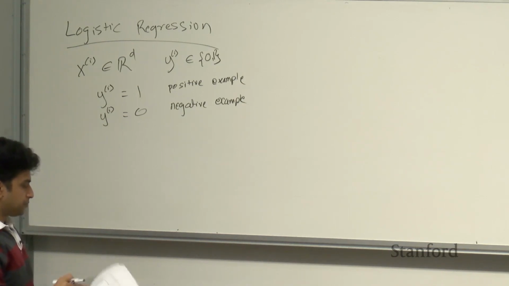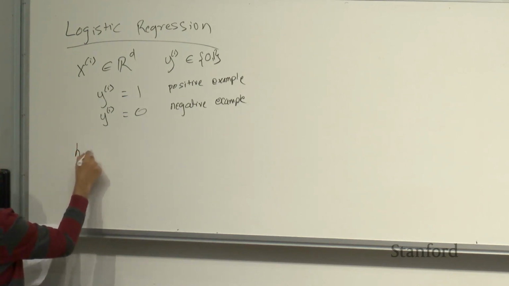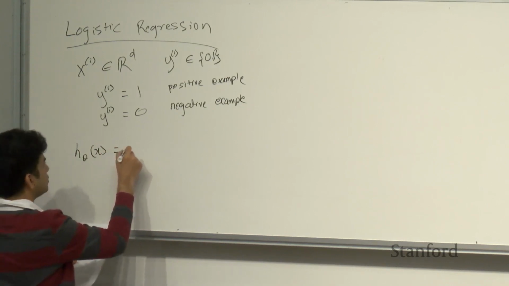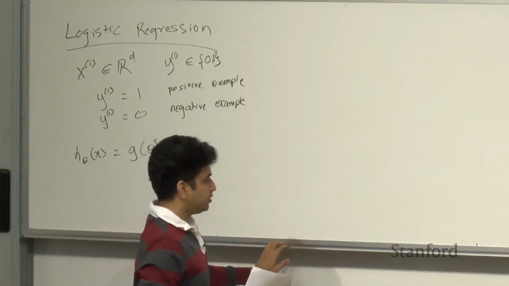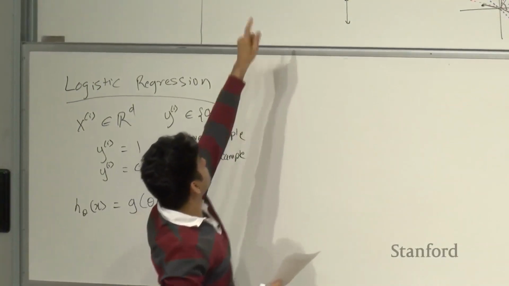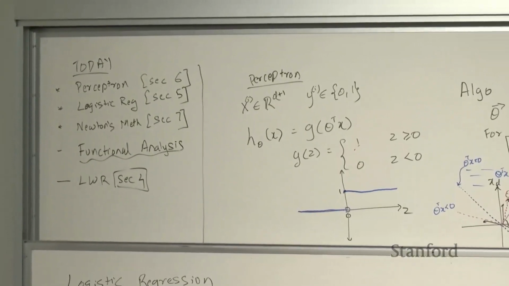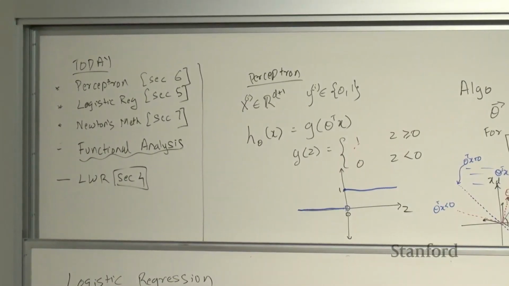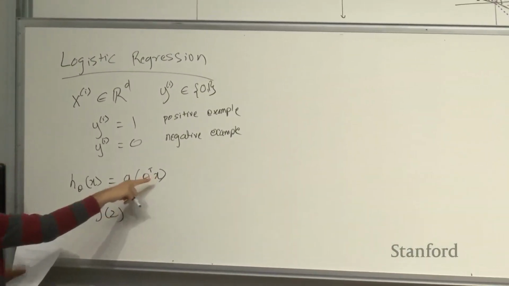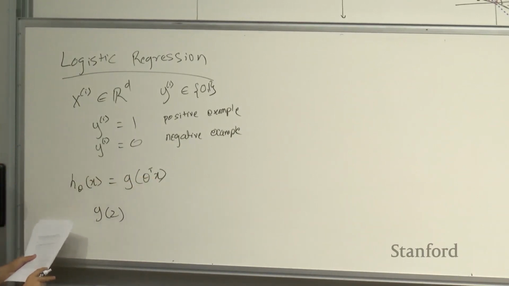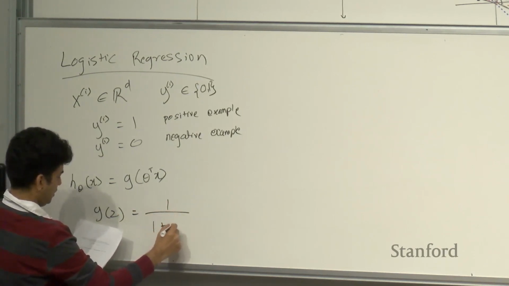Right? And the hypothesis for the logistic regression is going to look something like this. h_theta of x is equal to g of theta transpose x, right? Where it is again similar to the perceptron's hypothesis, where h_theta of x was equal to g of theta transpose x. The difference is g in this case is defined as follows. So g of z, where z is the value that you get after doing a theta transpose x, is defined as 1 over 1 plus e to the minus z.